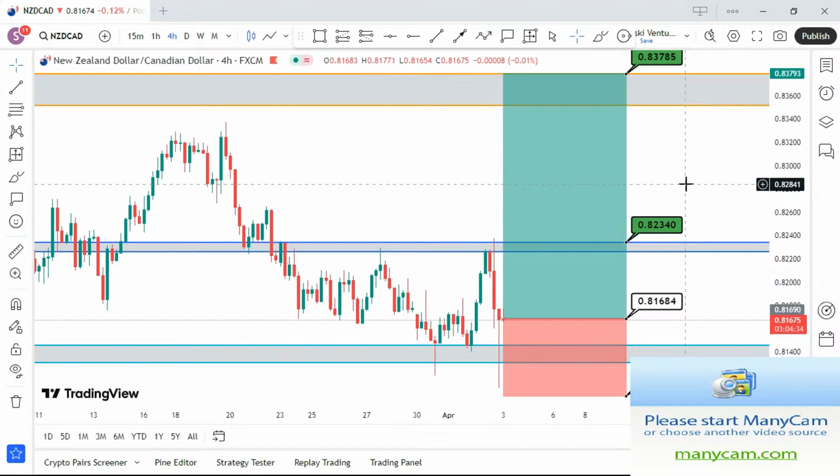So yeah, this is it on NZD CAD. Nice move.